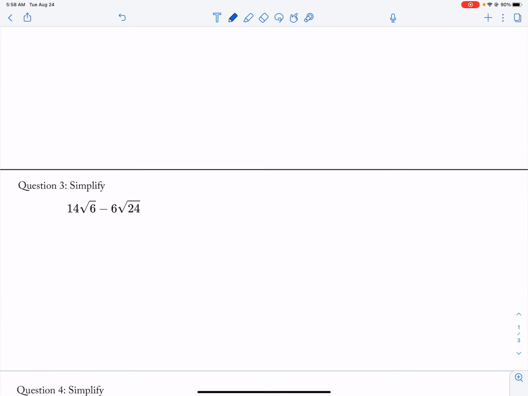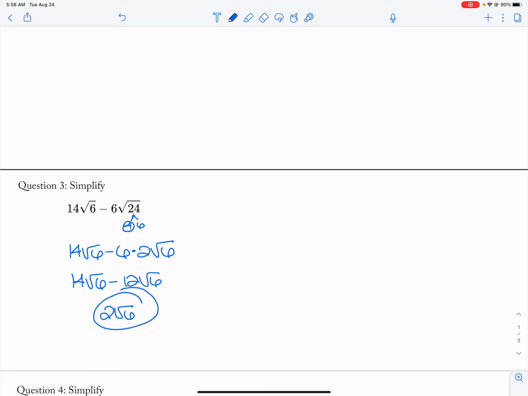When we simplify roots, we need the number underneath the root to be the same. So I'm going to pull out perfect squares. So I have 14 root 6 minus 6 times 2, because that's the square root of 4, and root 6. So I have 14 root 6 minus 12 root 6. So I get 2 root 6. Okay.